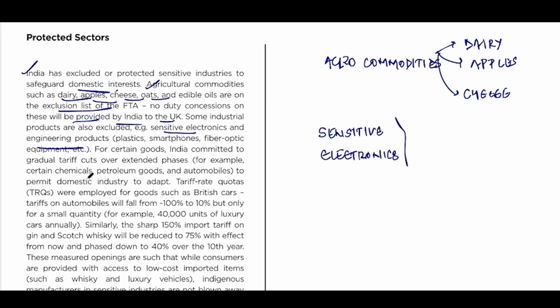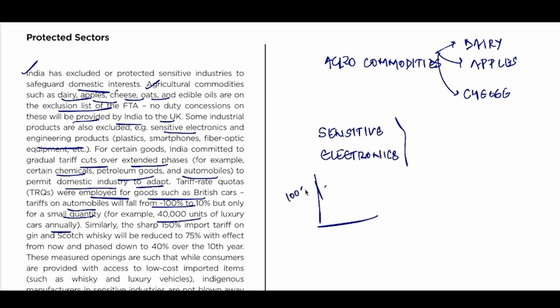For certain goods, India committed to gradual tariff cuts over extended phases. For example, certain chemicals, petroleum goods, and automobiles, to permit domestic industry to adapt. Tariff rate quotas were employed for goods such as British cars. Tariffs on automobiles will fall from 100% to 10%, but only for a small quantity, 40,000 units of luxury cars. So right now it is at the 100% level on Rolls Royce. Now, if you want to buy a Rolls Royce, it is going to get cheaper with time. So instead of costing 10 to 12 crore rupees, it is going to cost around 6 to 7 crore rupees in 1 year from now.